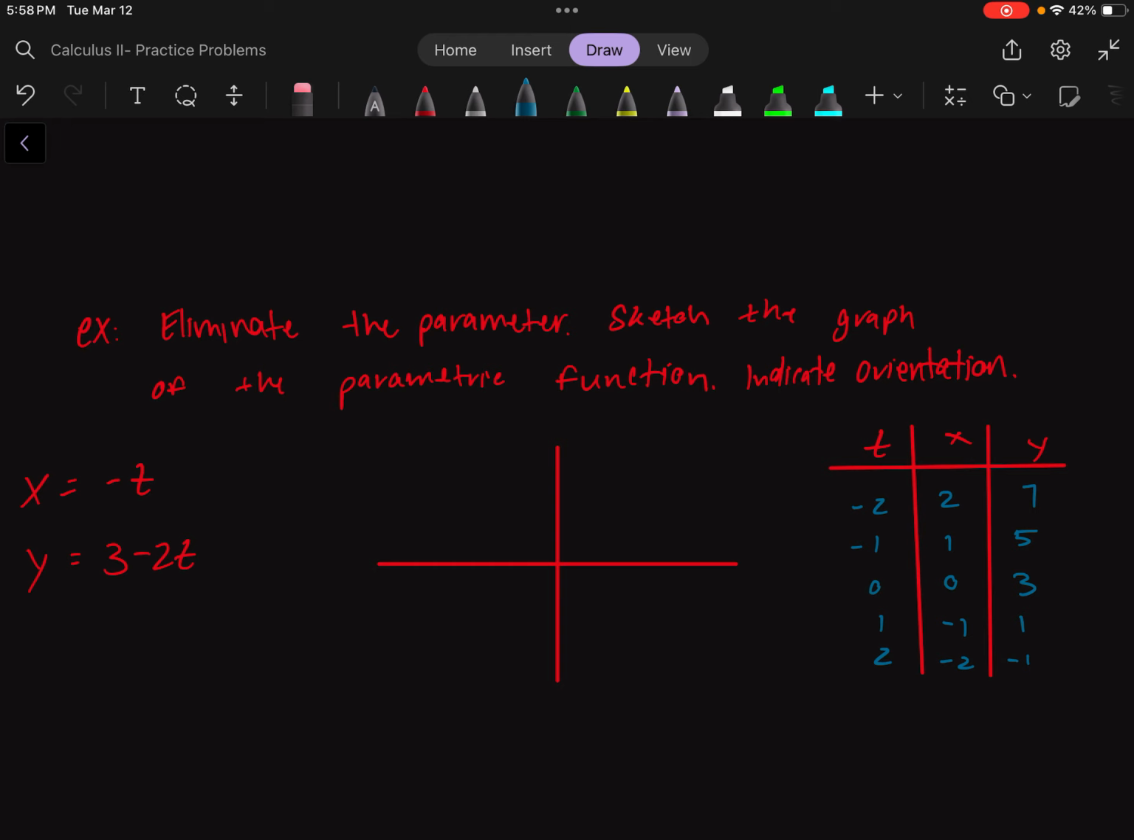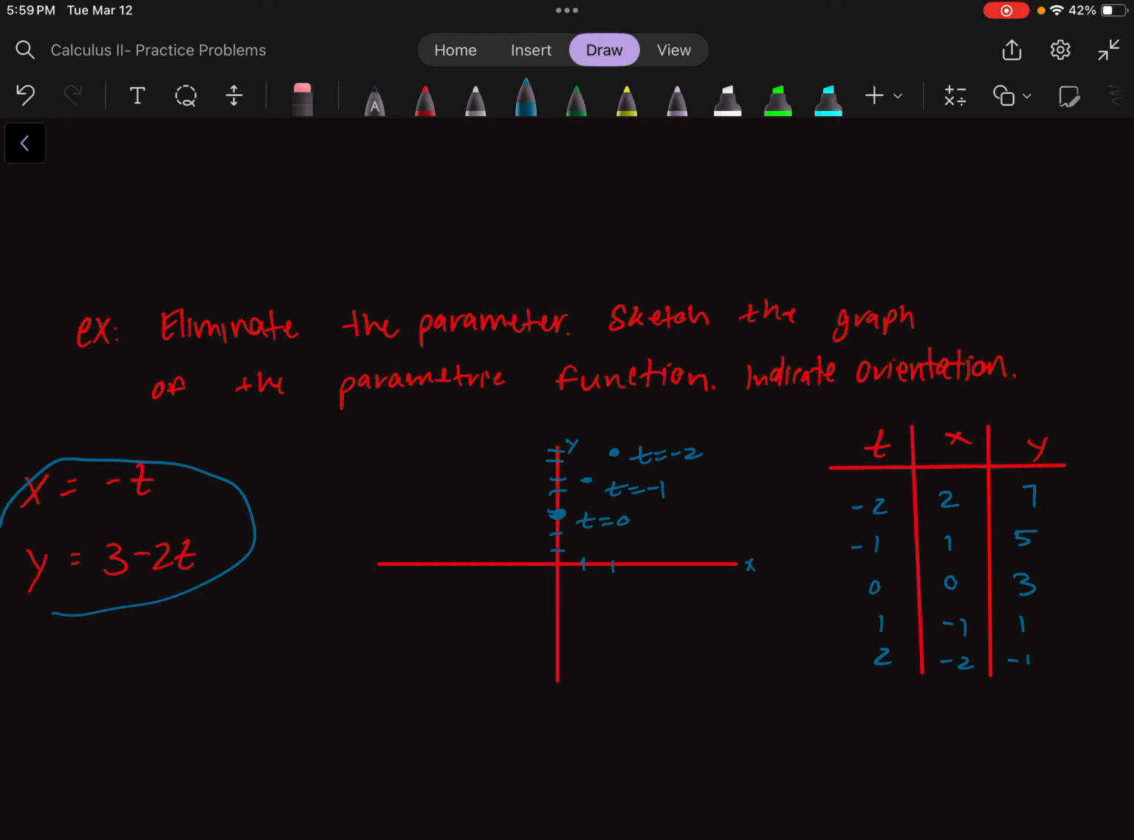So let's graph these. This is an xy plane. Neither of these functions will show up on this graph, but let's plot some of these points. We have 2, 7. This is a point, and it corresponds to t equals negative 2. We also have the point 1, 5, which corresponds to t equals negative 1. And 0, 3, the y-intercept, corresponds to t equals 0.